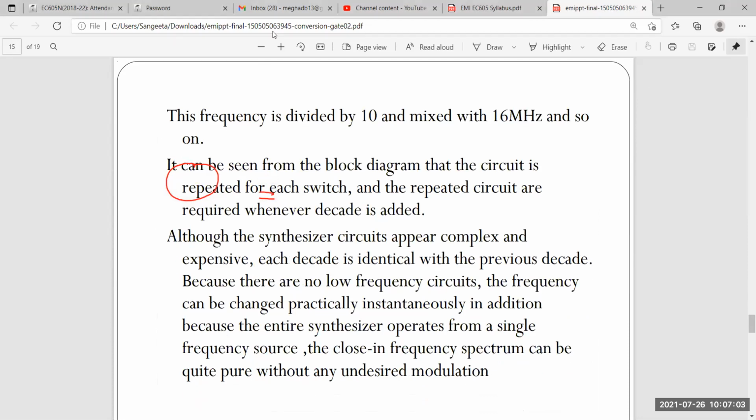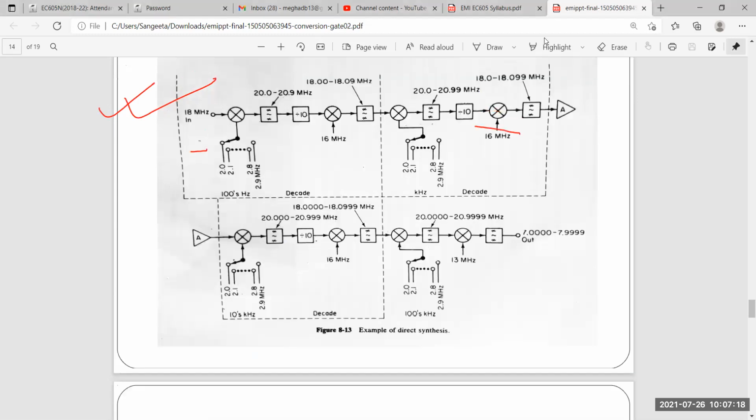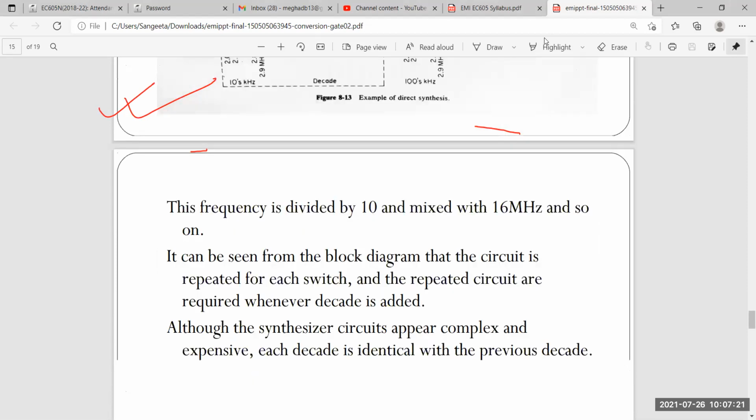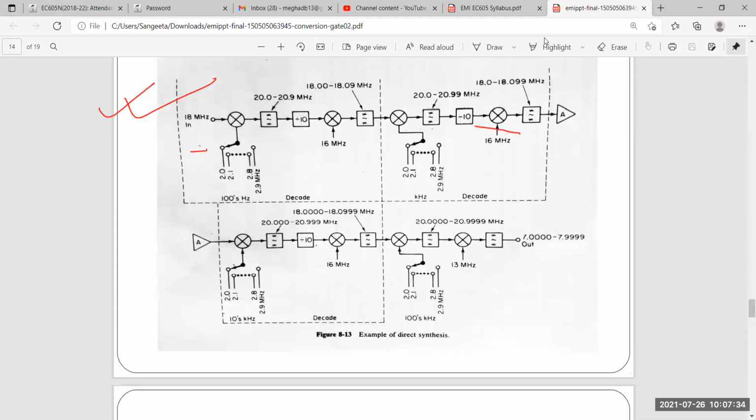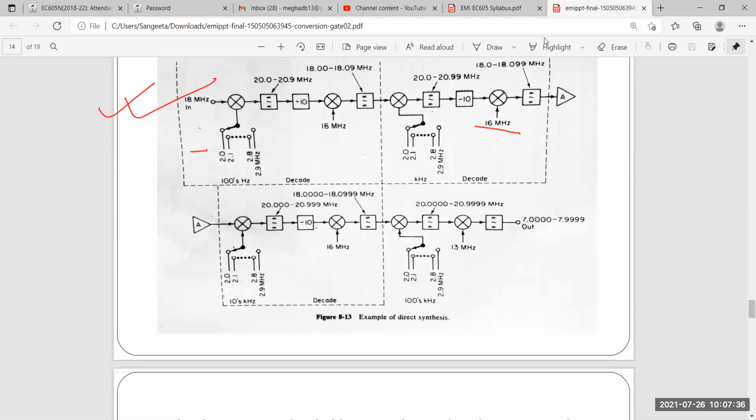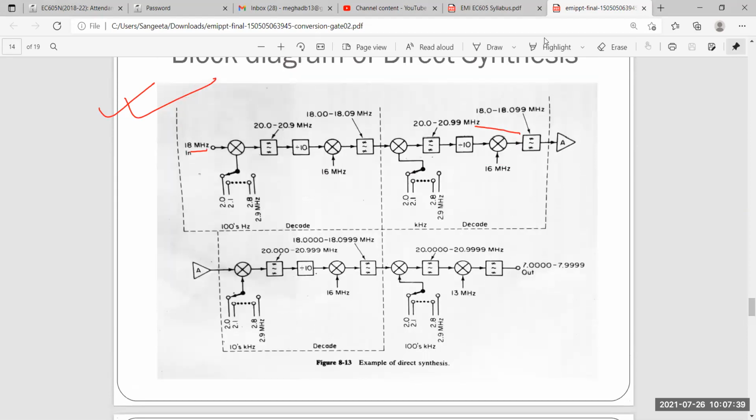Some descriptions are written here. Just have a look. This frequency is divided by 10, mixed with 16 megahertz and so on. So this is the actual process. Whatever you are seeing in the diagram, here what is happening is the frequency is divided by 10 and then mixed with 16 megahertz and so on. So it can be seen from the block diagram that the circuit is repeated for each switch, and repeated circuits are required wherever a decade is added. You can see here where the decade is. This is the decade part.